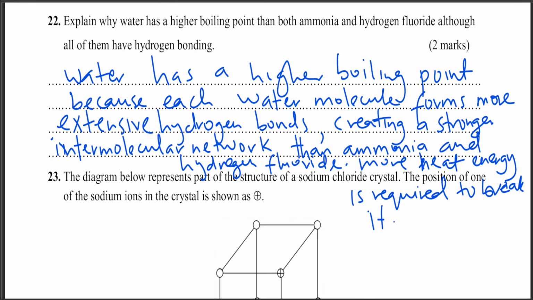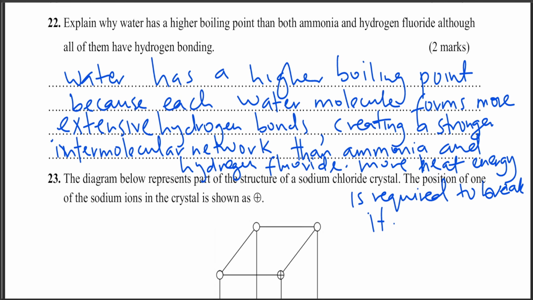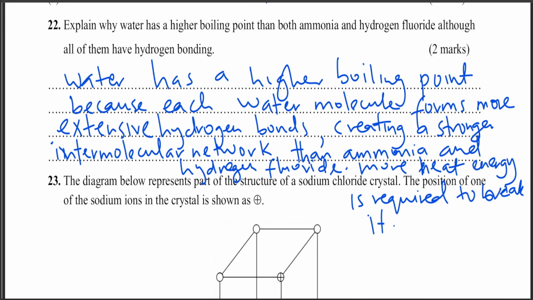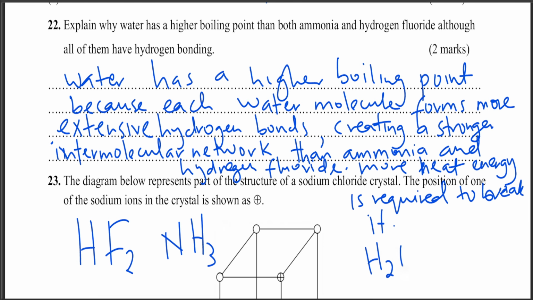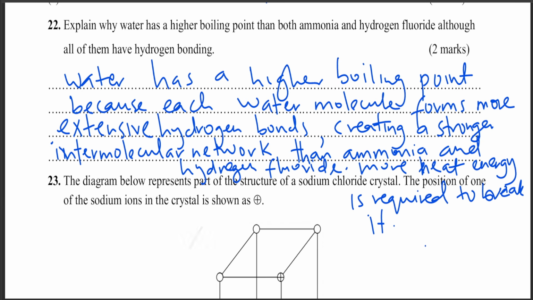Now let me explain it. Water has a higher boiling point because each water molecule forms more extensive hydrogen bonds. If you look at hydrogen fluoride and water, they are very different. Hydrogen fluoride is HF and ammonia is NH3, while water is H2O. If you look carefully at the hydrogen bonds in water, they create stronger intermolecular forces because they form extensive hydrogen bonds. Its hydrogen bonds are not similar to those of ammonia and hydrogen fluoride, and that is why you require a lot of heat energy to break it down.